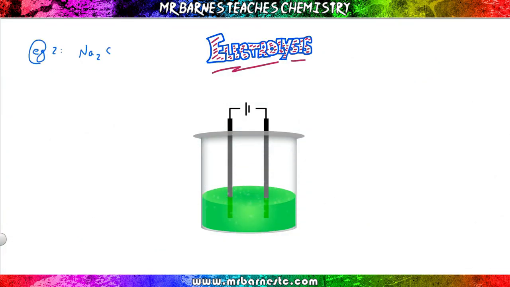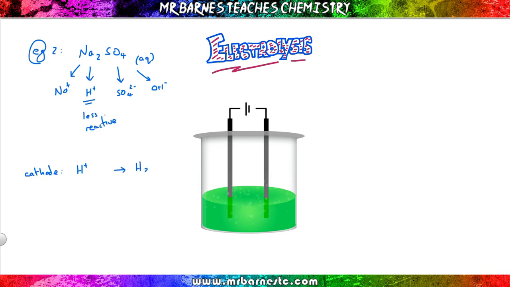Let's have a look at an aqueous solution now. So I've got sodium sulphate, which contains Na+, H+, SO4 2- and OH- ions. Hydrogen is less reactive, so it's going to go from H+ to H2. So I'm going to need two H+ ions to form my H2 diatomic molecule. If it's H+, it means it's lost electrons, and a hydrogen atom, you can see from your periodic table, only contains one electron. Now we've got two of both of these, so just remember that. Therefore, to go from my H+ to my H, I need to add one electron. Because I've got two hydrogens and it becomes H2, I need to add two electrons, one for each. So my half equation will be 2H+ plus 2e- goes to H2.